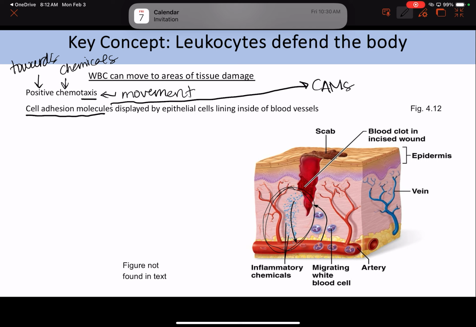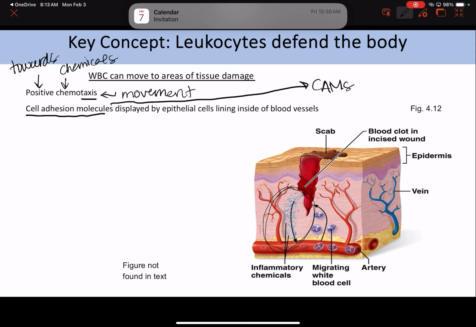Those cell adhesion molecules are sometimes abbreviated as CAMs. There are cell adhesion molecules displayed by epithelial cells inside the blood vessel to tell the white blood cells where to get off. They're sticky, so they slow down those white blood cells so they know, okay, this is where I need to get off. This is where the site of injury is.